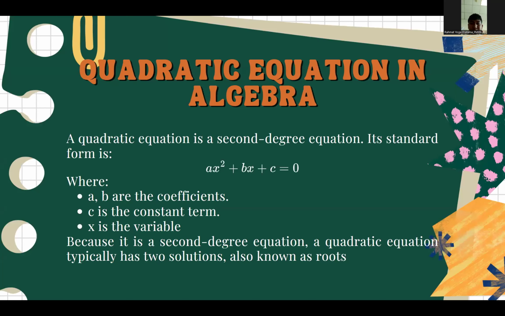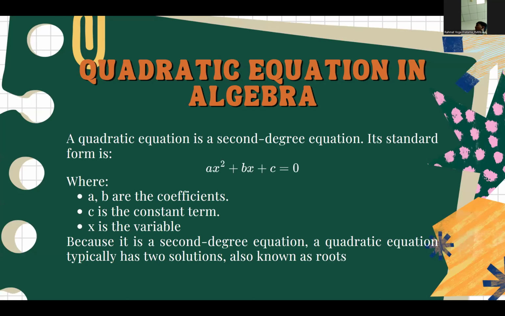Okay, so here we're going to do a quadratic equation in algebra. The quadratic equation is a second degree equation with a standard form of ax squared plus bx plus c equals 0, where a and b are the coefficients, c is the constant term which can be a real number, and x is the variable. Because it is a second degree equation, the quadratic equation typically has two solutions, also known as roots.